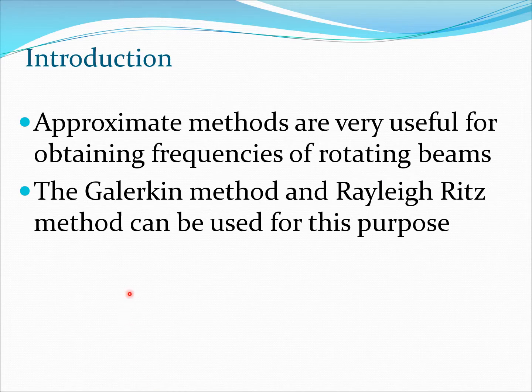Now we have seen that it's not possible to find the natural frequencies of a rotating beam using classical methods or get a closed form solution as we can do for non-rotating beams. Therefore, people turn to some different methods to obtain these frequencies. And these are typically classified as approximate methods. The most important of these being the Galerkin method and Rayleigh-Ritz method, which we are going to discuss in the next two lectures.